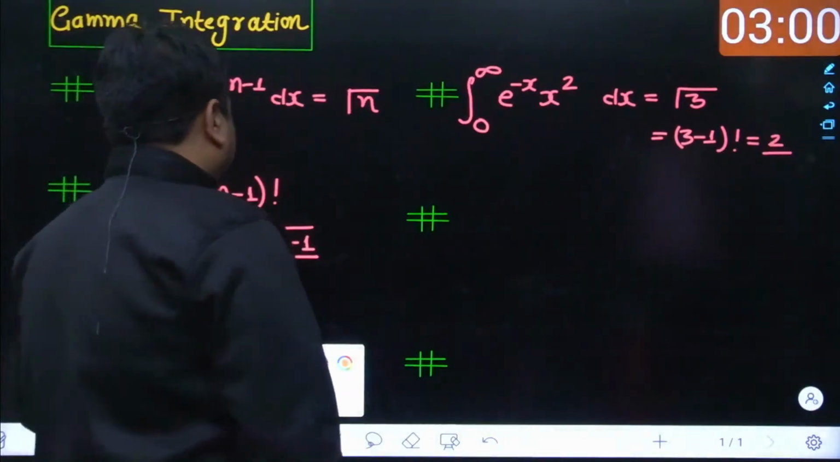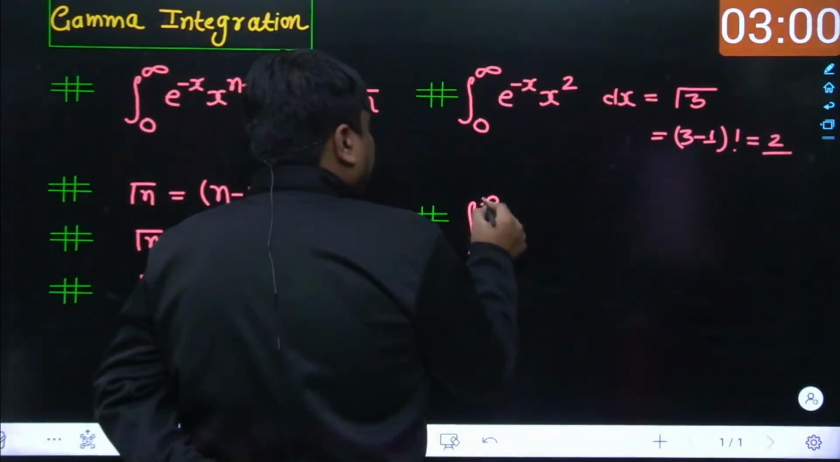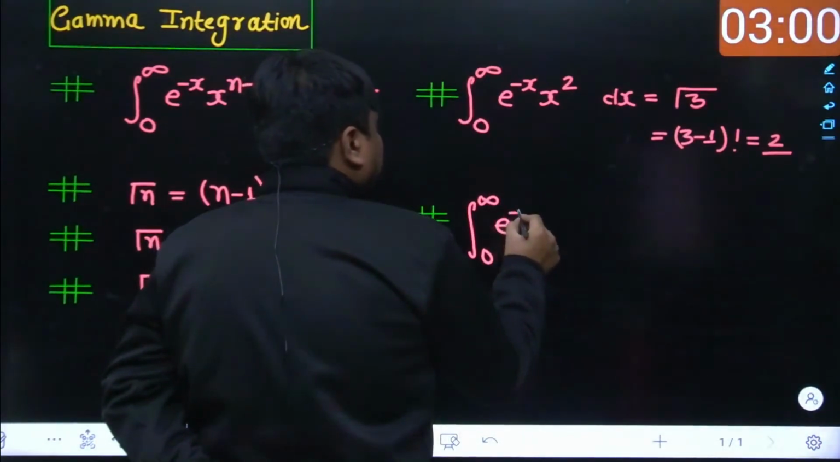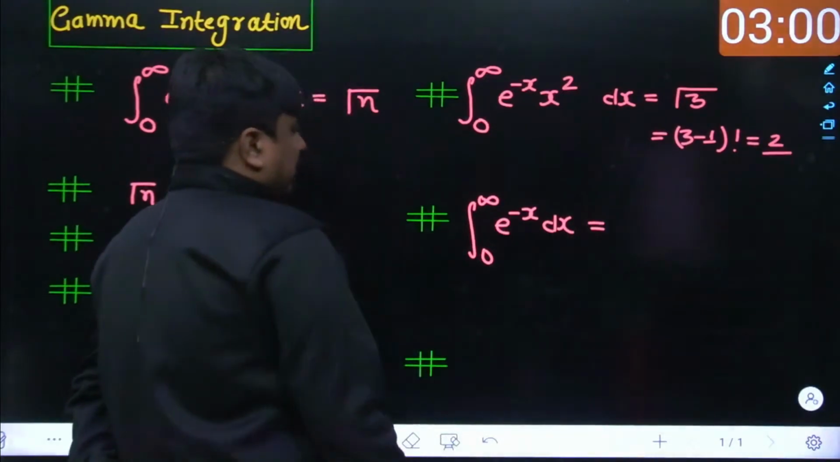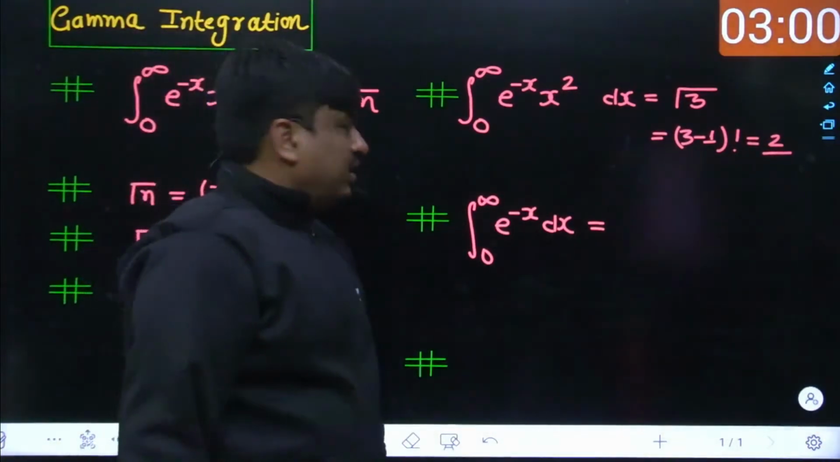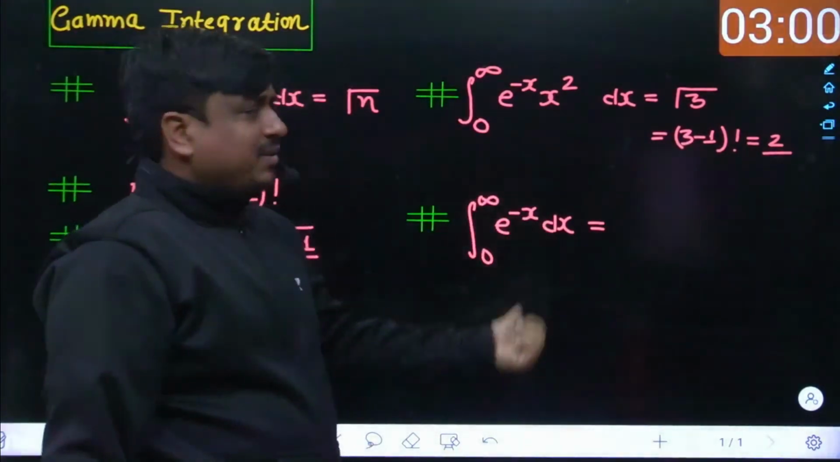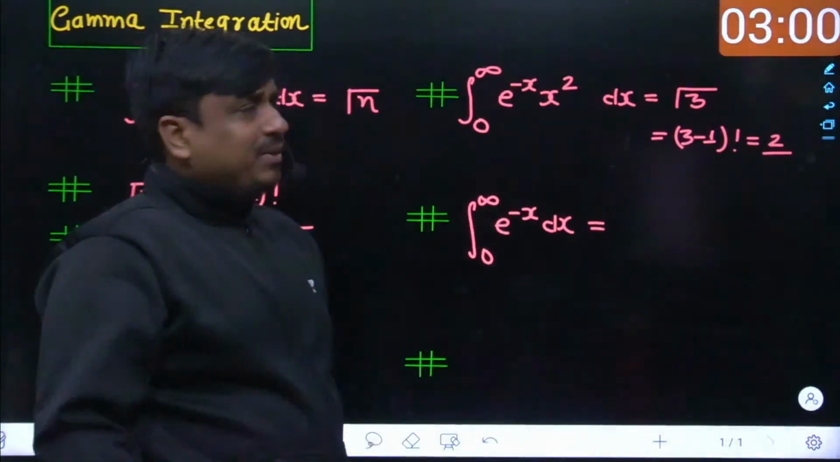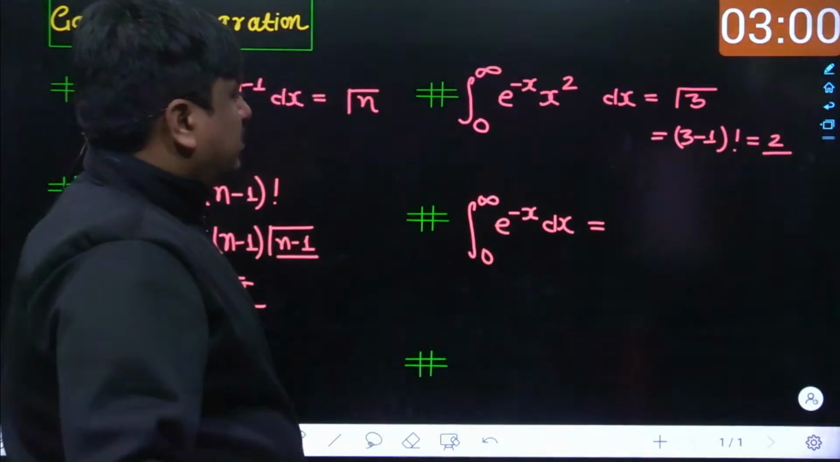In the same sequence, if I take another question as well, an integration from 0 to infinity of e to the power of minus x dx. Through the traditional method also we could have done it: the integration of e to the power of minus x is minus e to the power of minus x, and I would feed in its upper limit as well as lower limit. But even with the help of gamma integration, I could have solved this problem.